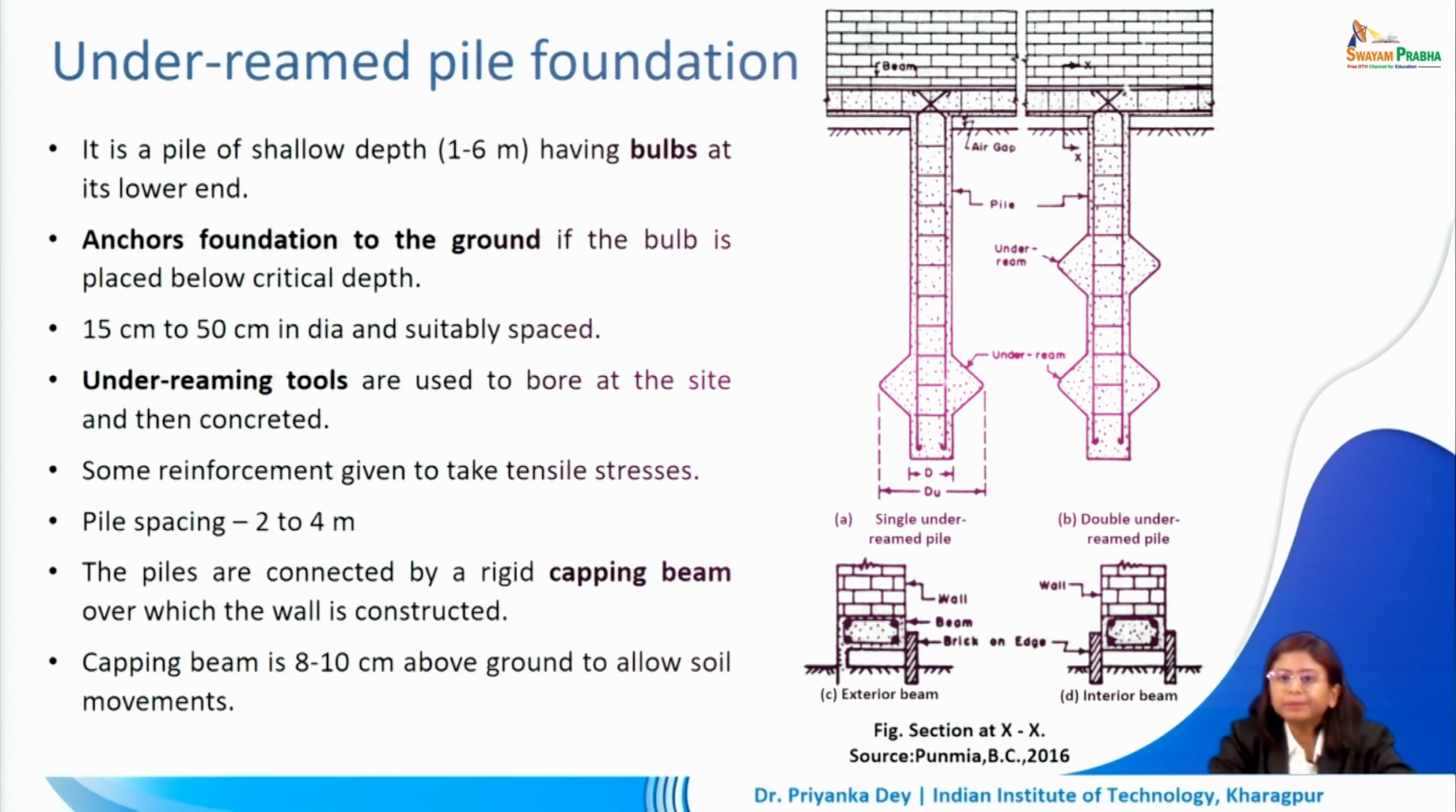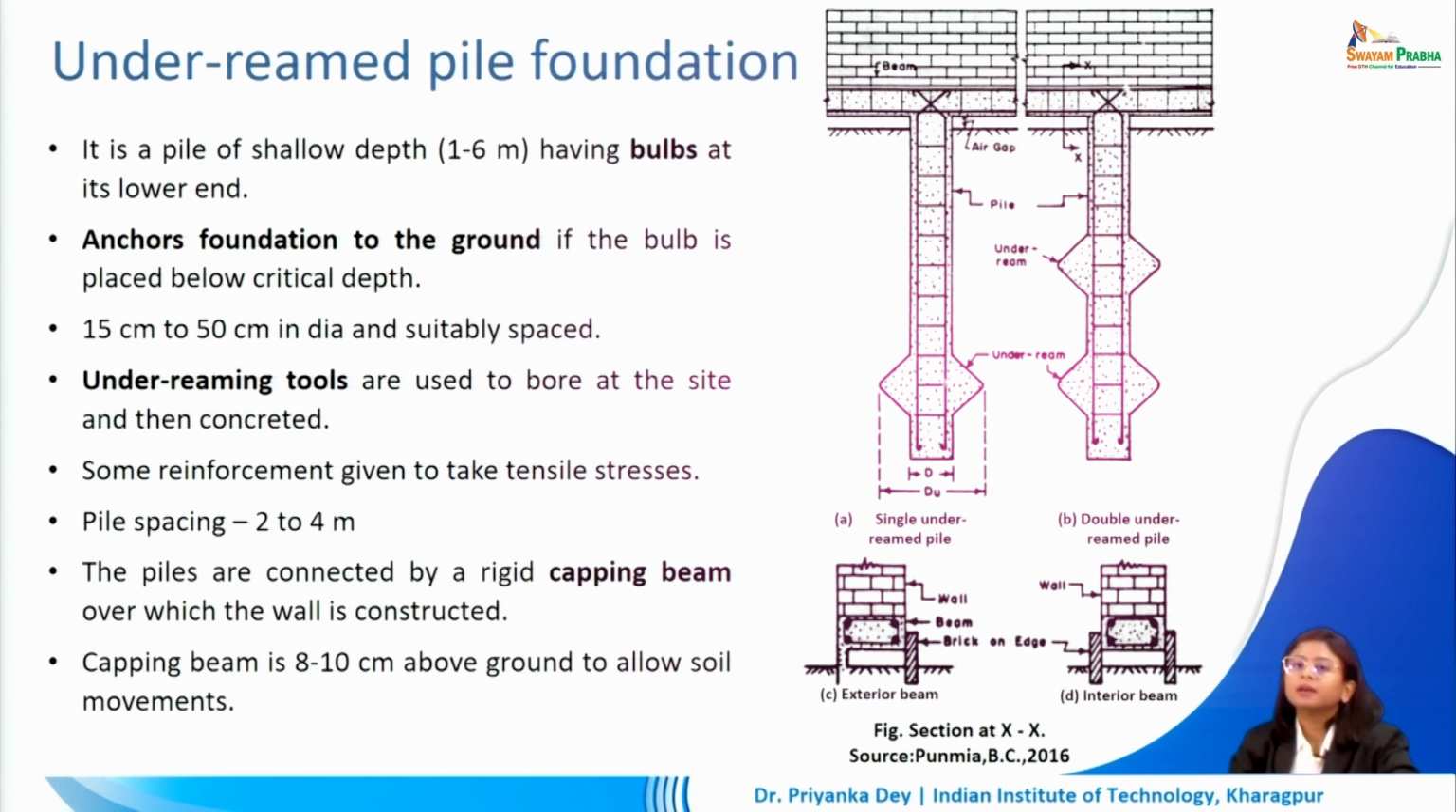The third type of foundation that is applicable in black cotton soil is underreamed pile foundation. Now this is a special type of pile foundation which is named such because underreaming tools are used to create this type of pile foundation. Now pile foundation is a type of deep foundation.